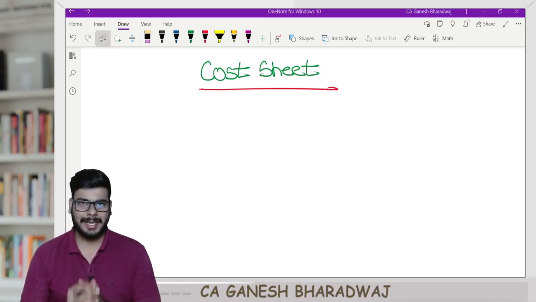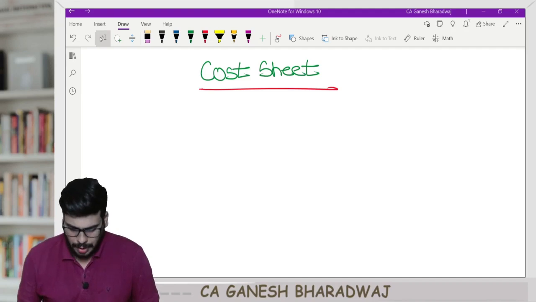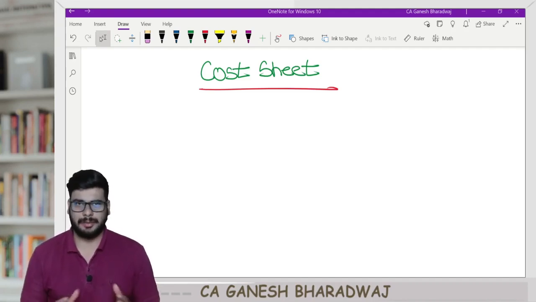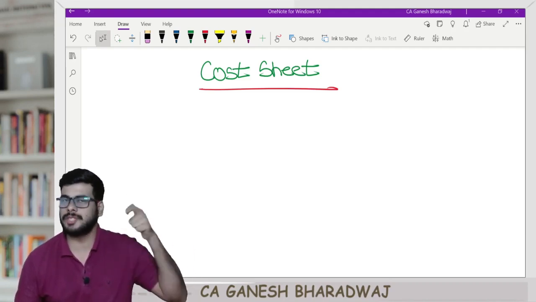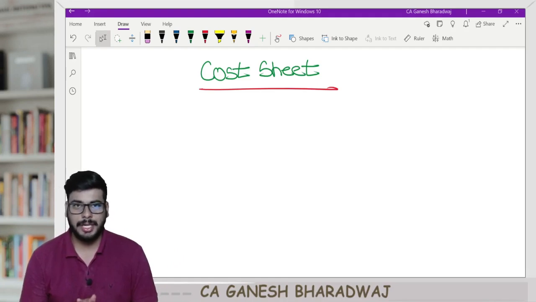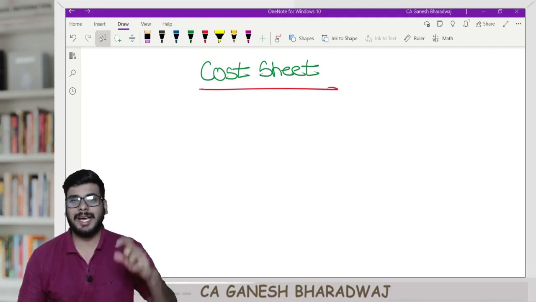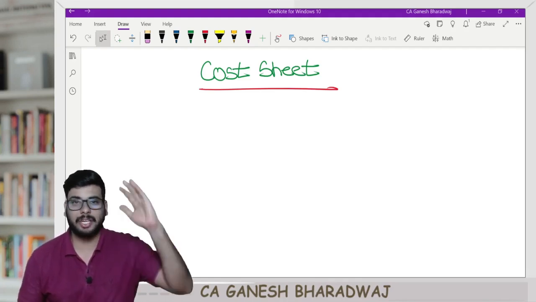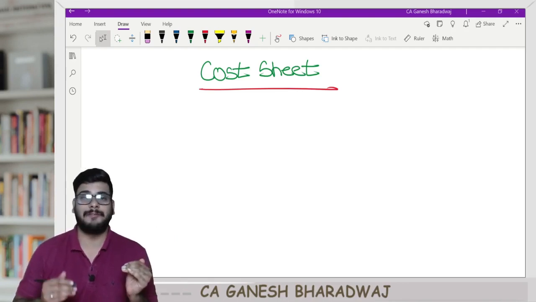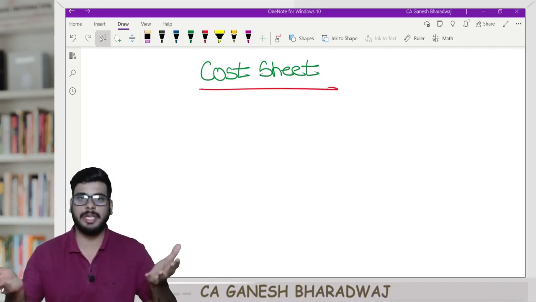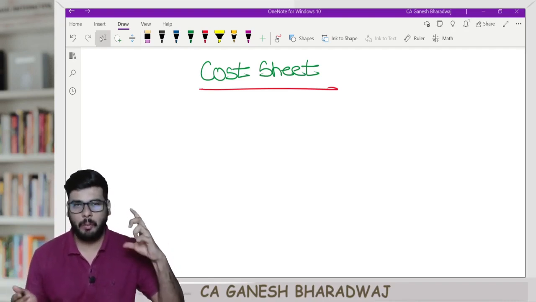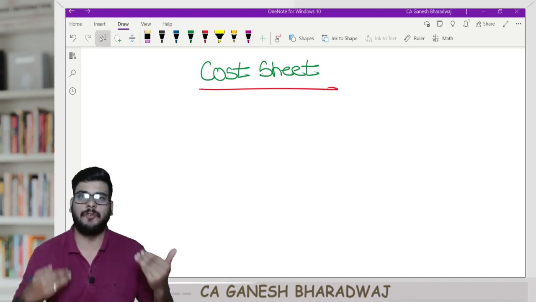Now, let's get started with the revision of the cost sheet chapter. This chapter, cost sheet, is the initial chapter that we would have started with in our regular batch. One more very important thing about this chapter is that there is a slight difference in the cost sheet format followed for CA Inter and for CMA Inter. Both the institutes have some slight modification with respect to the format of cost sheet.